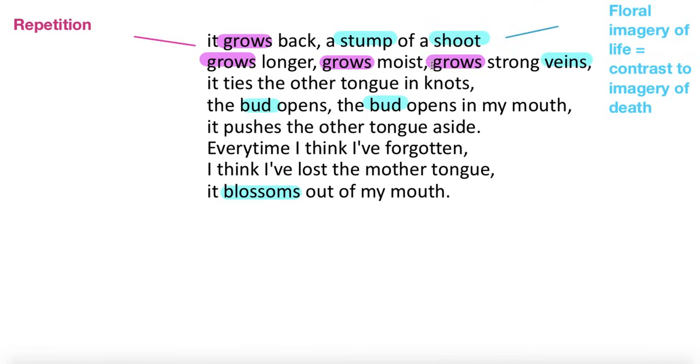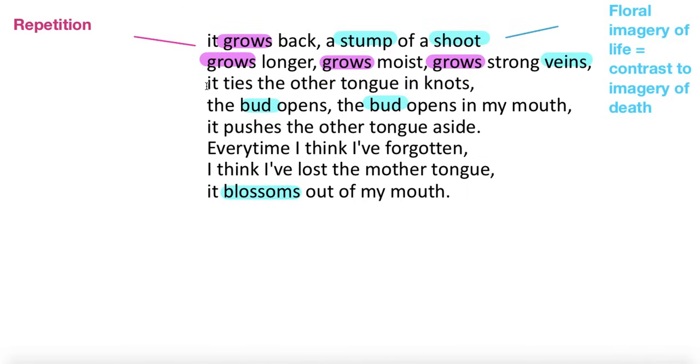So we have repetition of grows, obviously, which is a direct contrast to the imagery of death that we had before. We also have this floral imagery of life: a stump, a shoot, bud, blossoms. And again, that contrasts the image of death in the first stanza, but I haven't written it here. But also, it just seems she's describing her first language as really, really beautiful as well. Think about how beautiful the natural world is, especially in terms of watching a flower grow and so on. So I think she's again trying to highlight the positive experience of realising that her language is still there, her sense of identity, if anything, is even stronger.